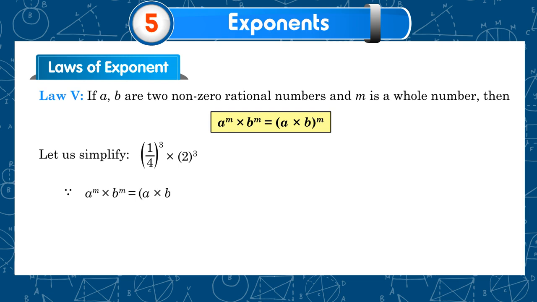Therefore, 1 upon 4 cube into 2 cube equals 1 upon 4 into 2 whole cube equals 2 upon 4 whole cube equals 1 upon 2 whole cube equals 1 upon 8.